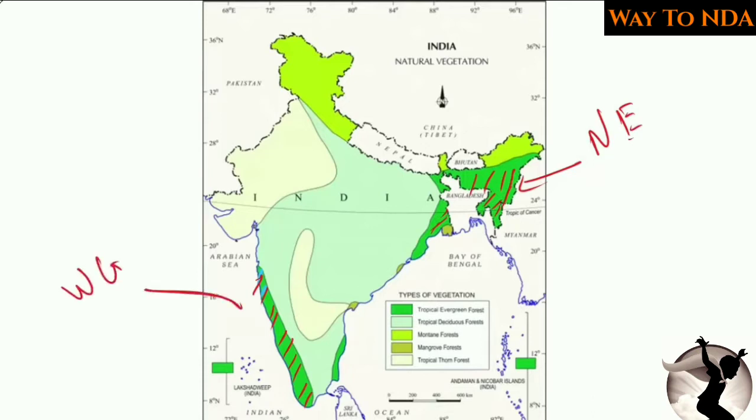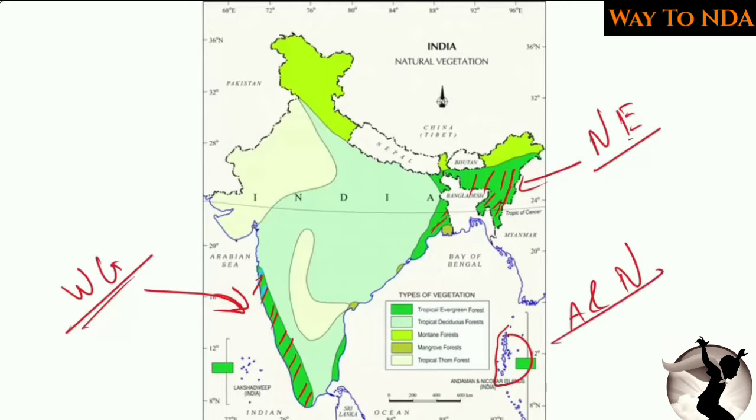These are the Western Ghats. Okay, ये जो green color का area है, this is Western Ghats. So mainly you will find it in the northeast and Western Ghats, and some you will find in the Andaman and Nicobar Islands also. Andaman and Nicobar Islands also you will find this type of forest.